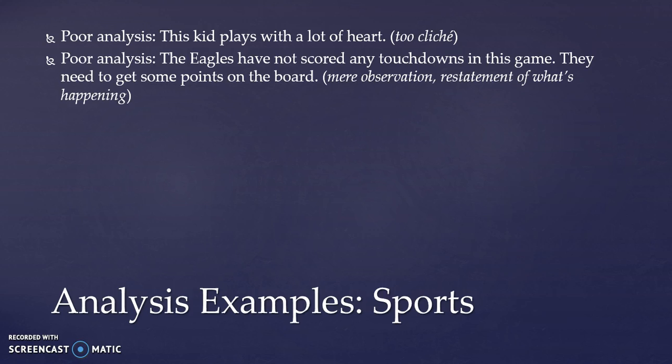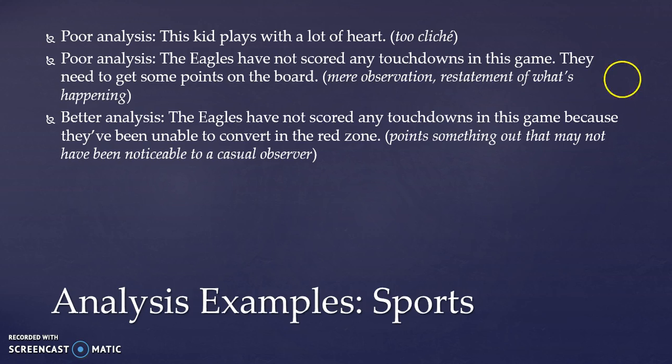But sometimes they also give really good analysis, like this. The Eagles have not scored any touchdowns in this game because they've been unable to convert in the red zone. So, of course, you would notice that they haven't scored, but you might not notice that it's because they're not converting in the red zone. So good analysis points out something that may not have been noticeable to the casual observer.